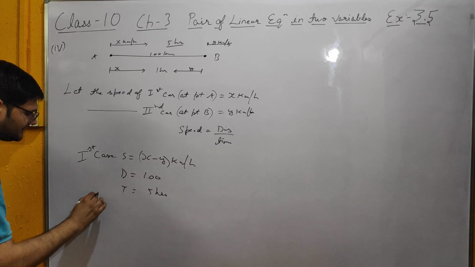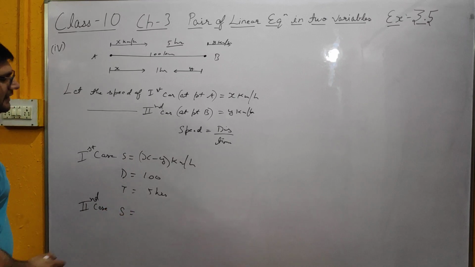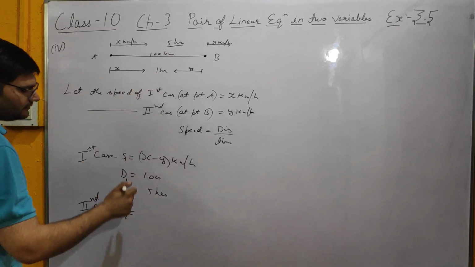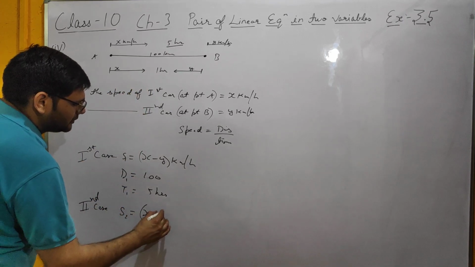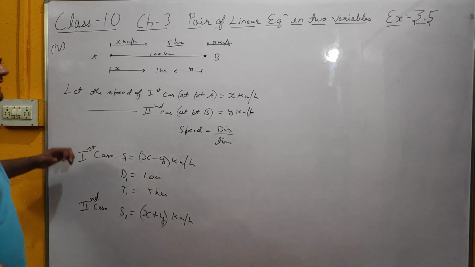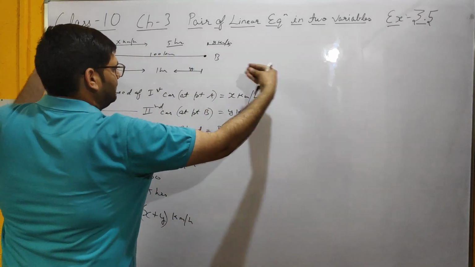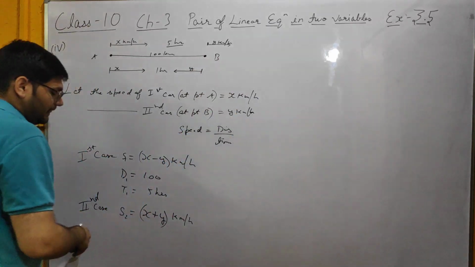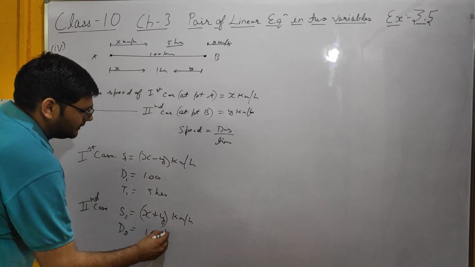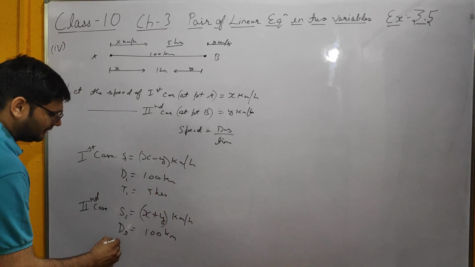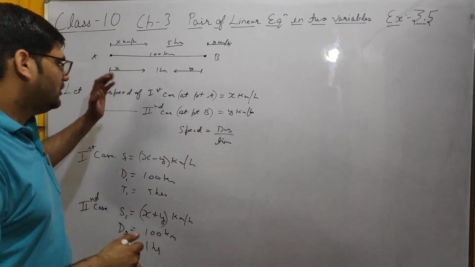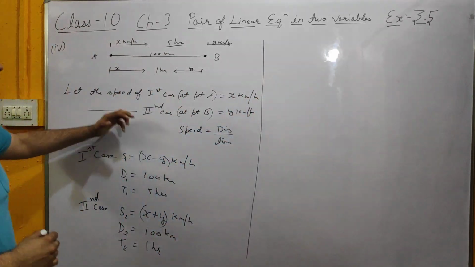Then the second case. In the second case, what is the speed? Let it be S1, D1 and T1, then it will be S2. They are coming towards each other, so the speed will be added. So x plus y kilometer per hour. You can see when two things come towards each other, then the speed is added. Then D2, it is distance. Distance is the same, that is 100 kilometer only. What is left? Time. Time is given as 1 hour. So in 1 hour they will meet. Alright, so this is the discussion of this question.